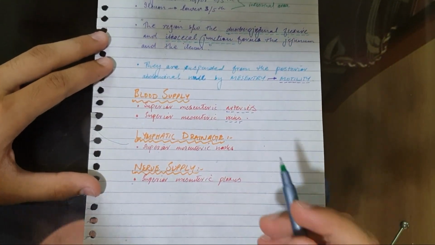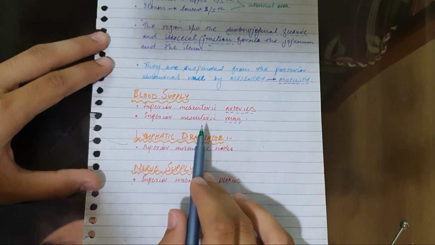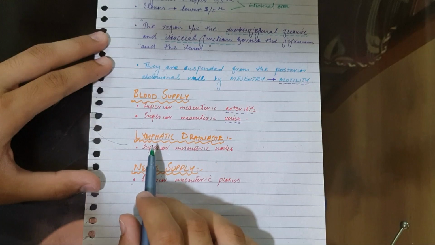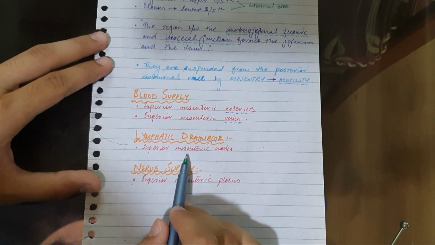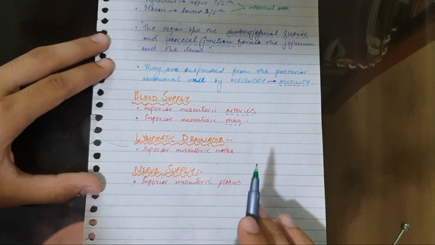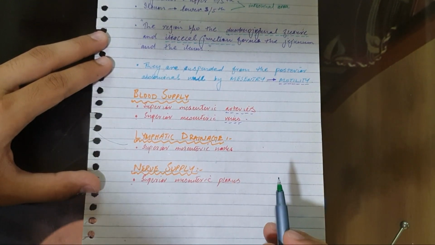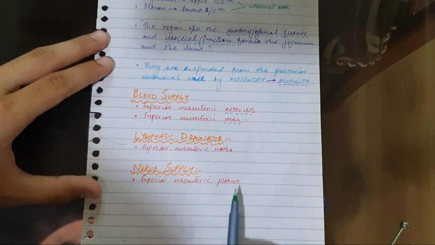Now talking about the blood supply of our jejunum and ileum, they are supplied by the superior mesenteric arteries and superior mesenteric veins and their branches. Similarly, the lymphatic drainage is through the superior mesenteric nodes. This is quite easy to remember because the superior mesenteric is responsible for our small intestine nutrition. Now the nerve supply is through the superior mesenteric plexus.